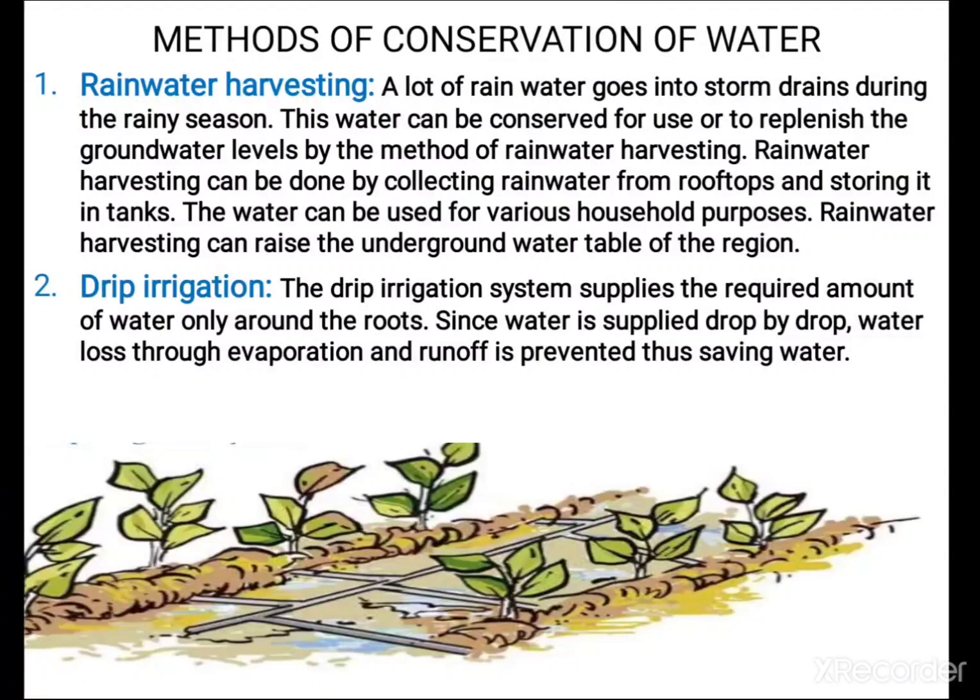Drip irrigation. The drip irrigation system supplies the required amount of water only around the roots. Since water is supplied drop by drop, water loss through evaporation and runoff is prevented, thus saving a lot of water.